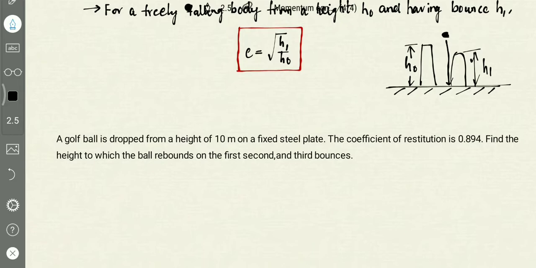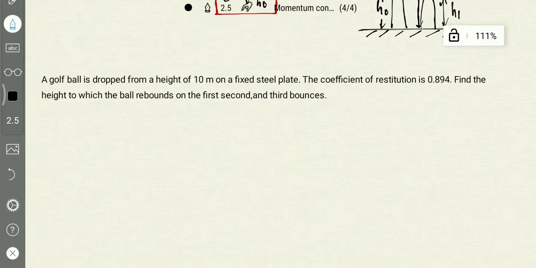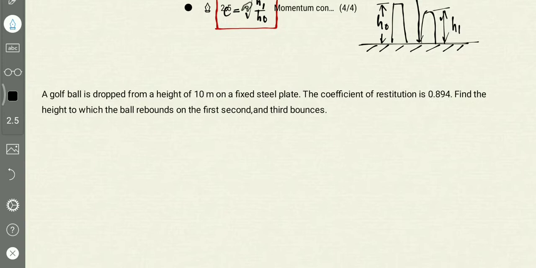Let us solve this problem based on these formulas. A golf ball is dropped from a height of 10 meters on a fixed steel plate. The coefficient of restitution is 0.894. Find the height to which the ball rebounds on the first, second and third bounces. So he's asking us to find the height reached on three bounces.